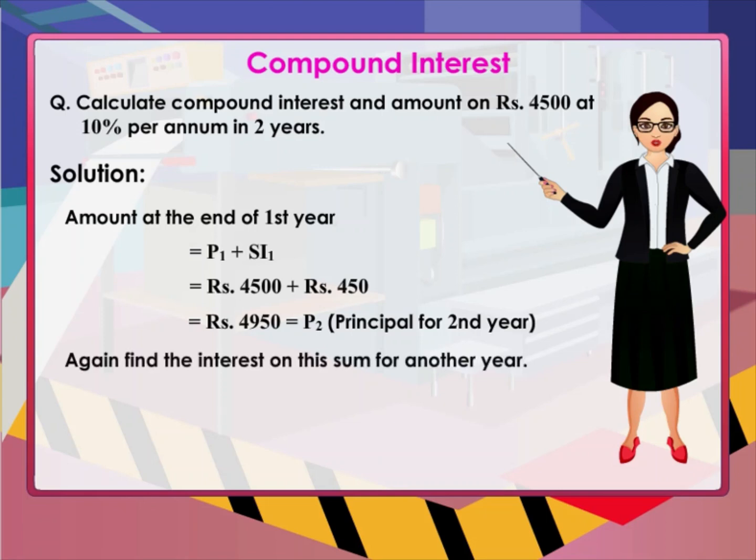Again, find the interest on the sum for another year. SI2 is equal to SI at 10% per annum for the second year, which is equal to 4,950 into 10 whole divided by 100. Cancel the zeros in the numerator and denominator. We get rupees 495.